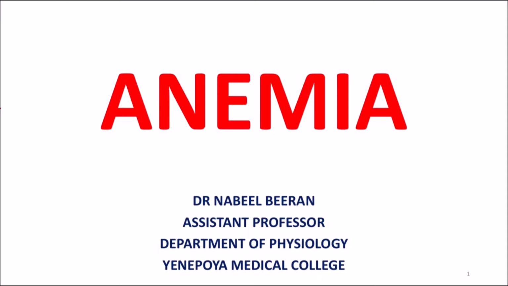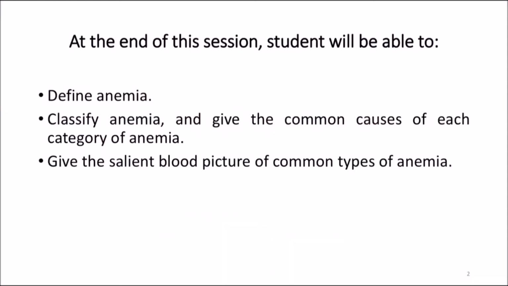Today I will be talking about anemia. So at the end of the session, you will be able to define anemia, classify anemia, give the common causes of each category of anemia, and give the salient blood picture of common types of anemia. These are the specific learning objectives you should be able to understand by the end of the session.